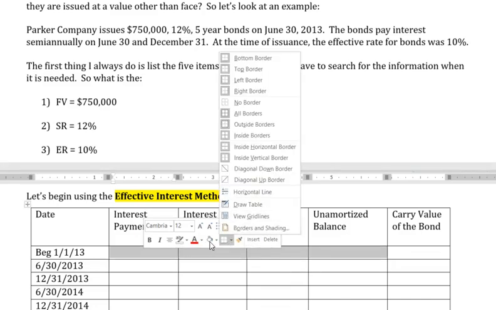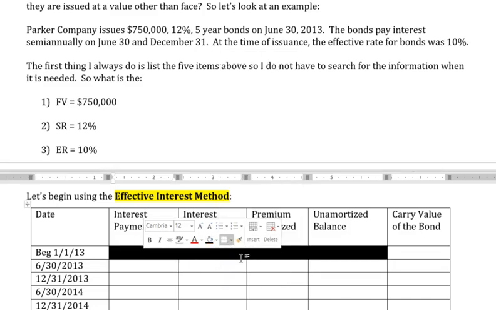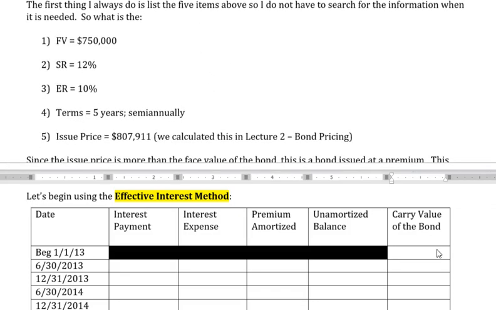Well, if I can hit the right button, it would help. Hold on. There we go. All right, so nothing will go in the first line except your initial carry value. And the initial carry value on a bond is the issue price of the bond. So in this case, it's going to be the 807,911, excuse me.